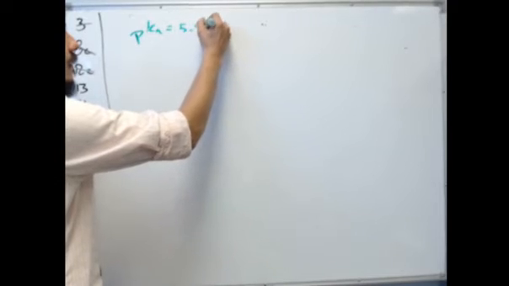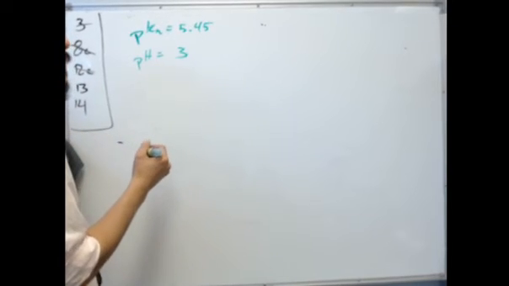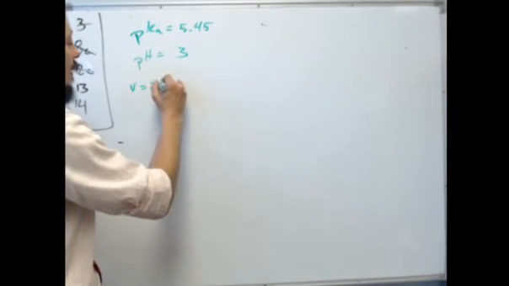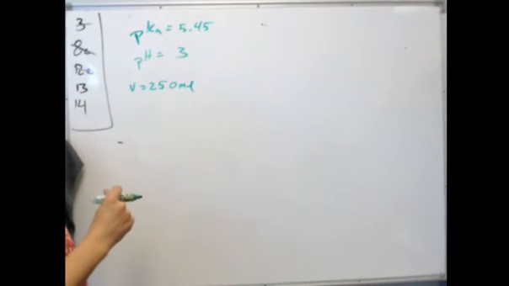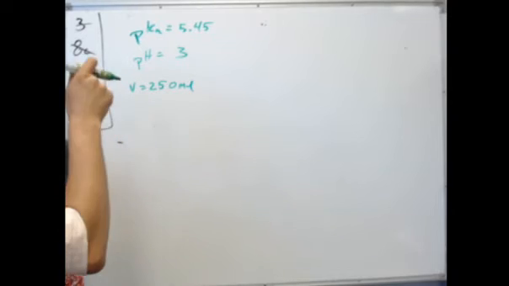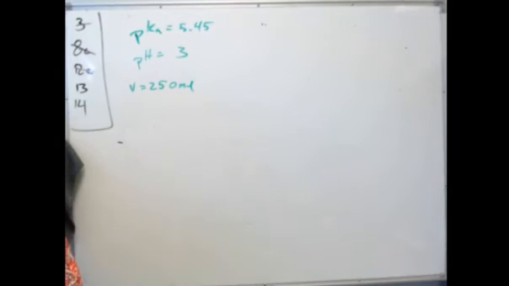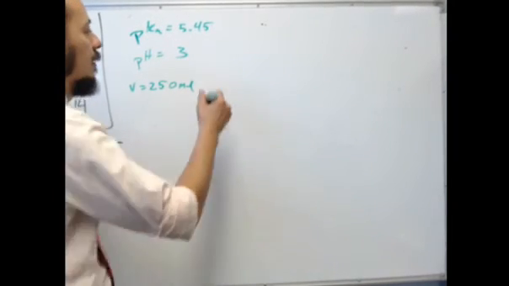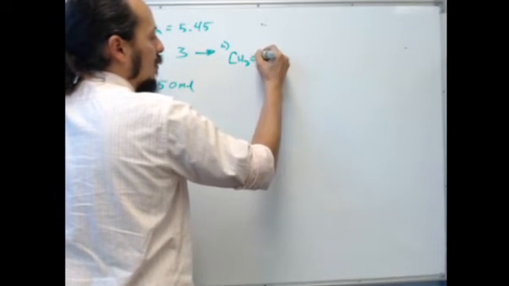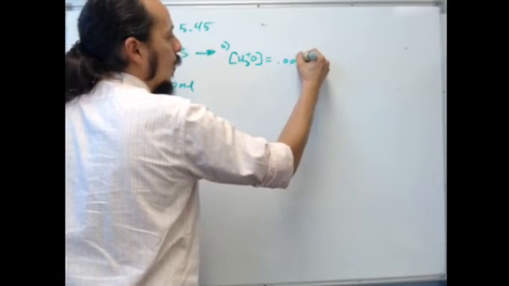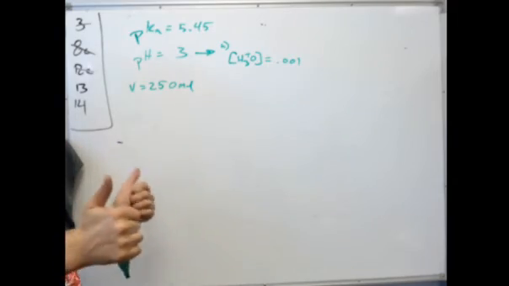5.45. We have pH 3. We have volume 250 milliliters. I don't even know if we need volume. Yeah, there's a part B that I think uses it. Okay, but part A is just find the concentration of H3O plus. Negative log of pH. Yeah. So part A is just H3O plus equals 0.001. Okay, I can do 10 to the minus 3 in my head.